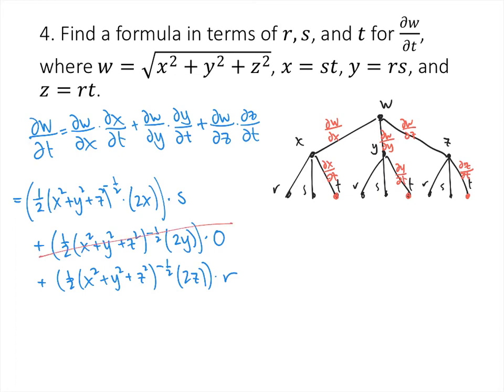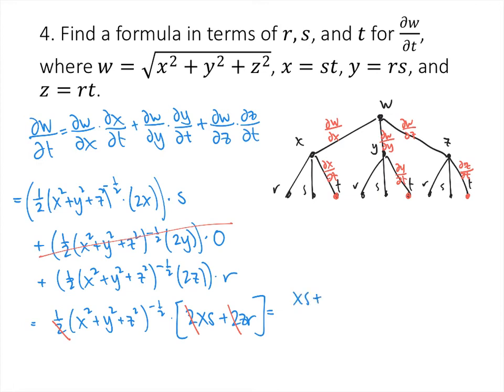So that's gone. And then we can factor out the common factor here, which is going to be the 1/2 x squared plus y squared plus z squared to the minus 1/2. And then what that leaves us with is 2xs plus 2zr. Now the 1/2 is going to cancel out with those 2's. And so we just end up with xs plus zr, all divided by the square root of x squared plus y squared plus z squared.